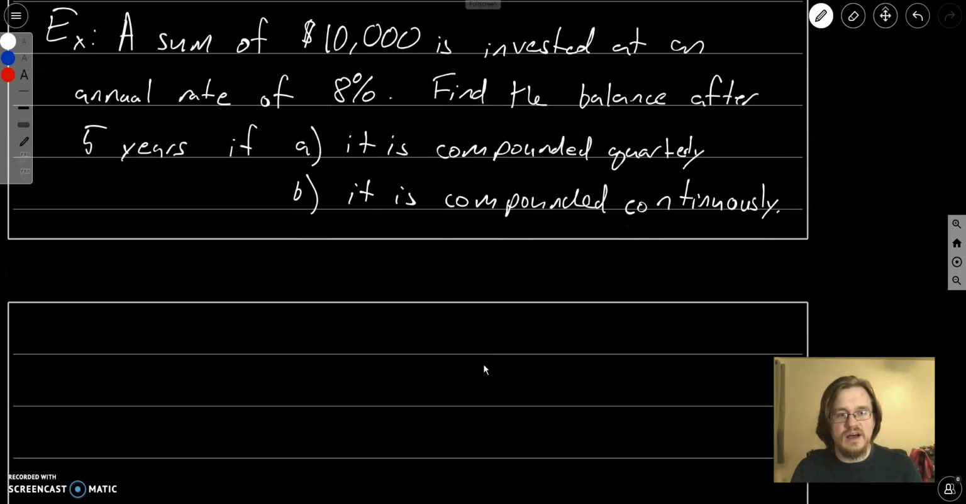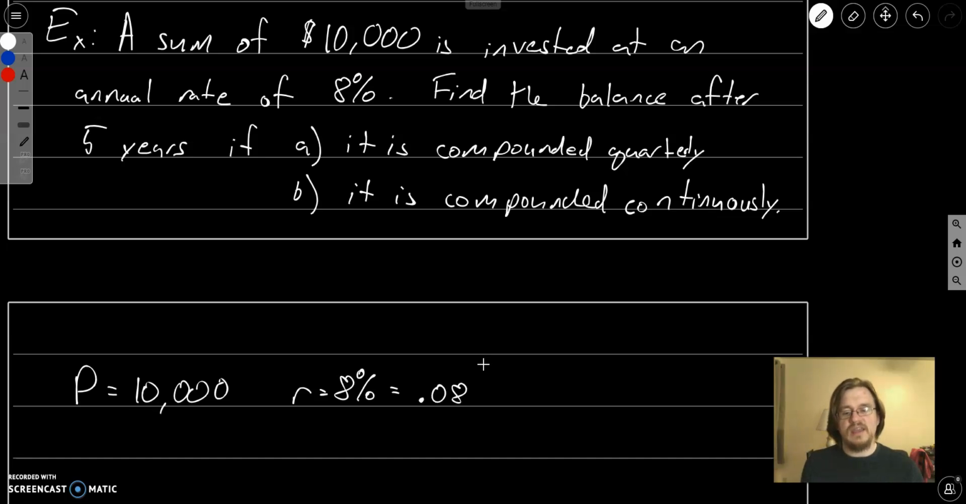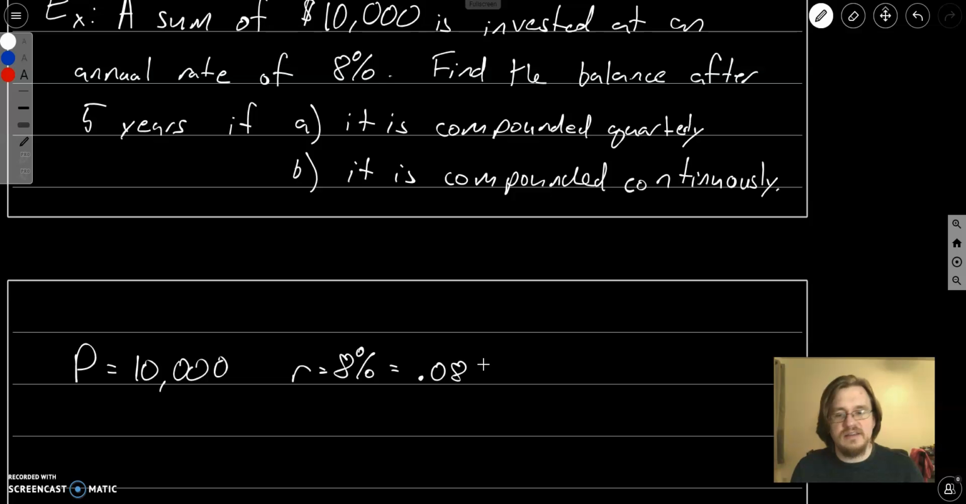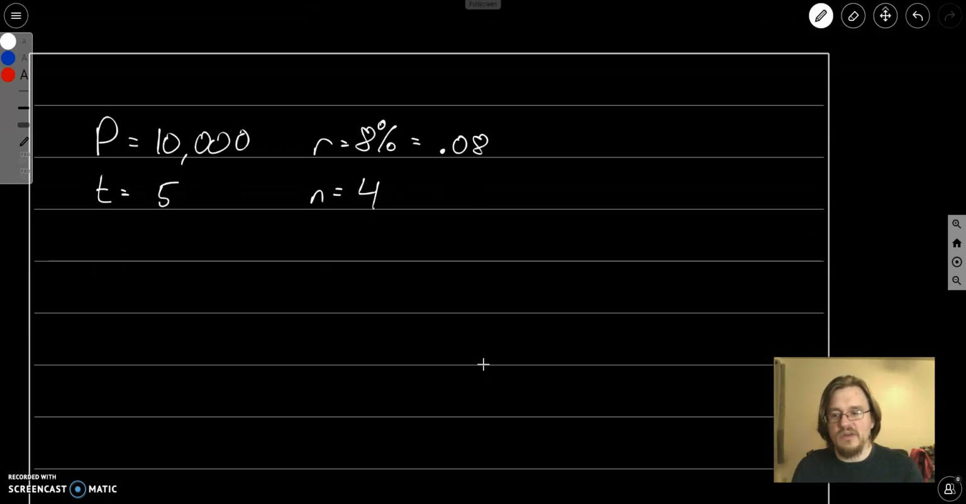So our P, our principal, the amount that we're investing, is going to be $10,000. Our rate is going to be 8%, and 8% as a decimal is going to be 0.08. We can think 8 out of 100 is 0.08. Our T is going to be 5. It's 5 years. And for our first question, when we compound it quarterly, this means that we're going to compound our interest 4 times a year. This is what quarterly would mean. So let's write down our equation.